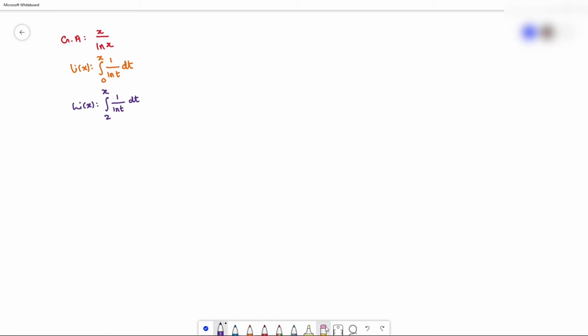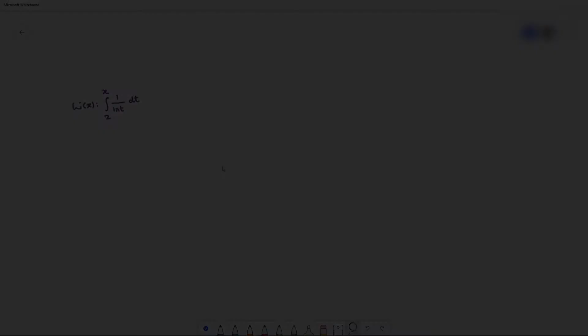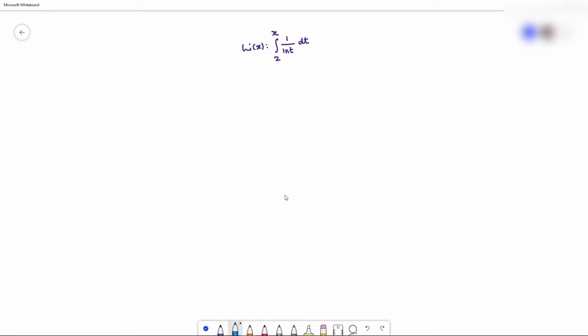So what we're really interested in this video is this capital lie of x. The first thing I'm going to do is define an integral which is very similar to this capital lie of x. I'm going to call it I sub n, and it's the integral from 2 to x of 1 divided by ln t, but to the power of n dt. And again, something to note here is that I of 1 is equal to the capital lie of x.